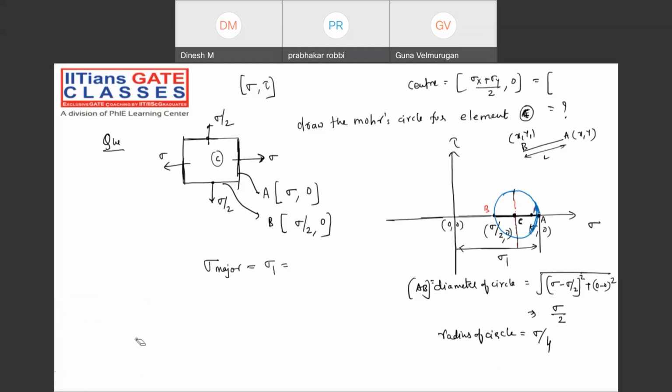Now let me draw once again, because here the diagram is a little bit hodgepodge. Let me make it very clear. Because if the diagram is clear, all the things we can answer within a fraction of a second. Whatever you are doing with the analytical method, you can get simply by drawing the Mohr circle.